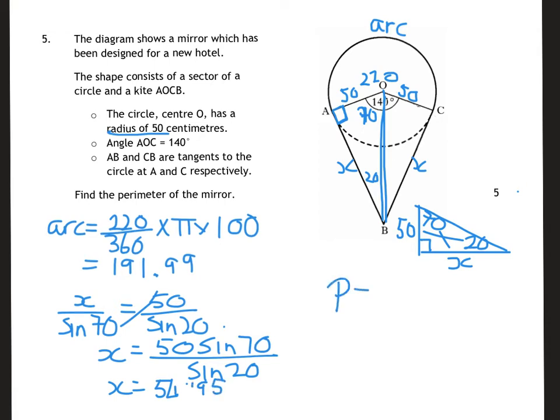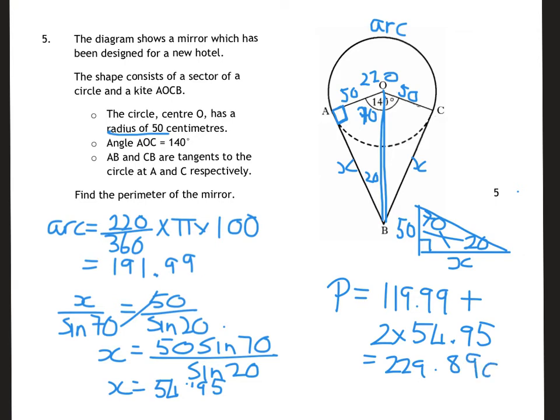So my total perimeter is 191.99 plus 2 of those sides of the kite, so 2 lots of 54.95. And it gives me a total answer of 229.89 centimetres. Okay, so yeah, we could have also used SOHCAHTOA and either tan rule to get that one, but I definitely think sine rule is probably an easy way to go because it's what you're more familiar with.